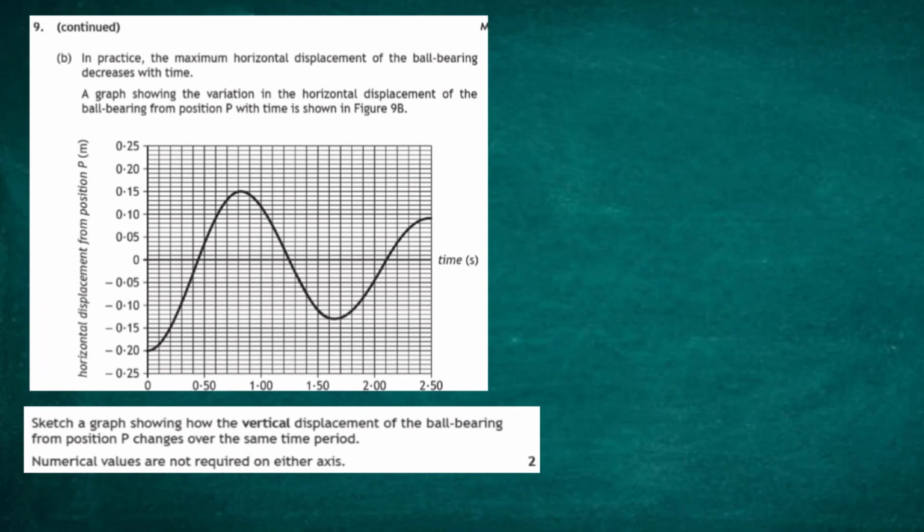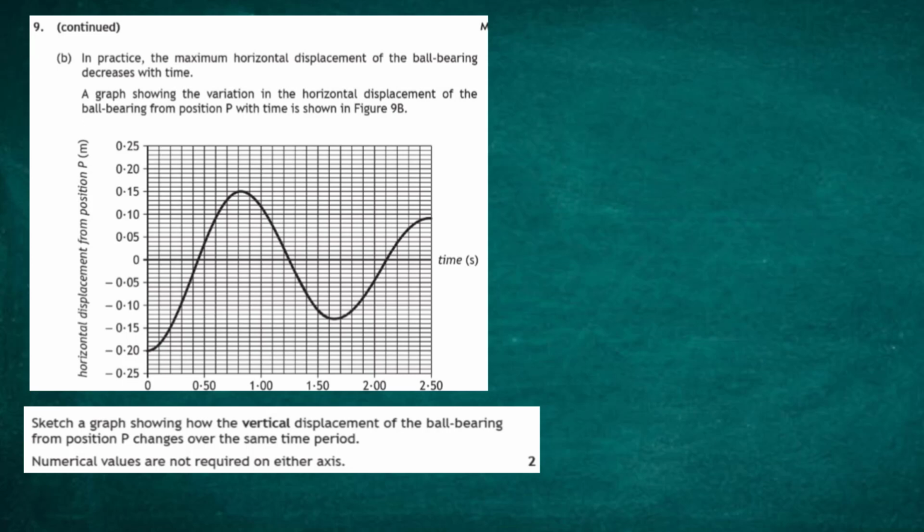Question 9 continued, part B. In practice, the maximum horizontal displacement of the ball bearing decreases with time. A graph showing the variation in the horizontal displacement of the ball bearing from position P with time t is shown in figure 9b. On the y-axis we've got the horizontal displacement from position P measured in metres, and on the x-axis we've got the time measured in seconds. And for 2 marks we were asked to sketch a graph showing how the vertical displacement of the ball bearing from position P changes over the same time period. Numerical values are not required on either axis.